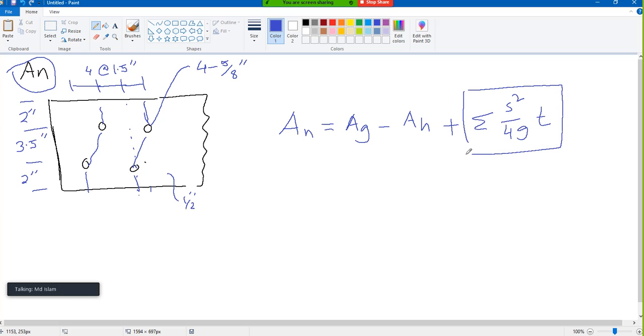Now, if your failure path is linear, then you do not need to worry about this component. But in this plate, there are four bolts which are not in the same line. So these two are not in the same line. There's an inclined path here. So we need to use this component.